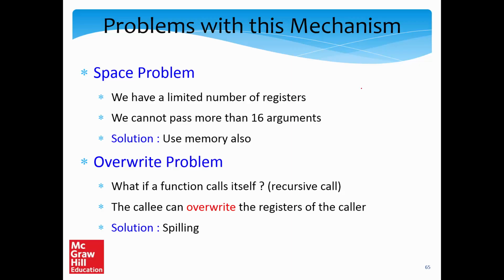One way we can solve this is if the caller function puts its arguments into a region of memory, and then the callee function reads the arguments from there. Also, there is an override problem, which is what if a function calls itself, like a recursive call. In this case, the callee will overwrite the registers that the caller may need, and this is a problem. So we'll propose another solution. It's called register spilling. We'll discuss both of these solutions in detail over the next few slides.